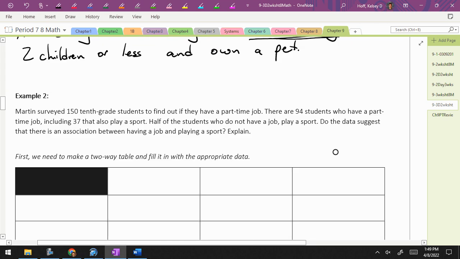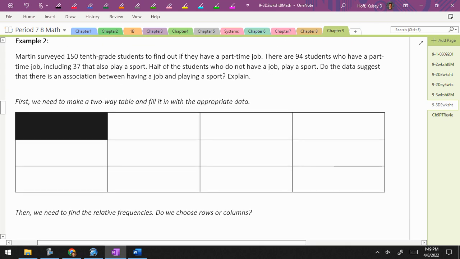All right. Martin surveyed 150 10th grade students to find out if they have a part-time job. There are 94 students who have a part-time job, including 37 that also play a sport. Half of the students who do not have a job play a sport. Do the data suggest that there is an association between having a job and playing a sport? First things first, we need to add another row to this. It's missing a row.